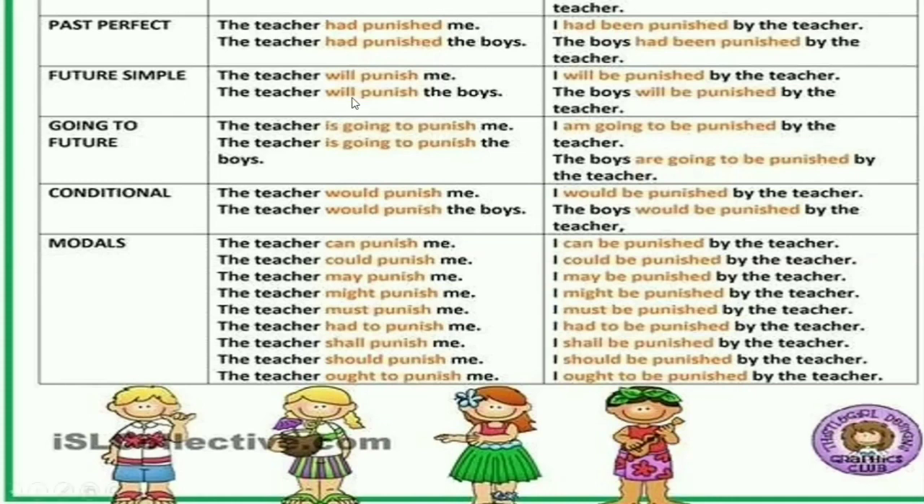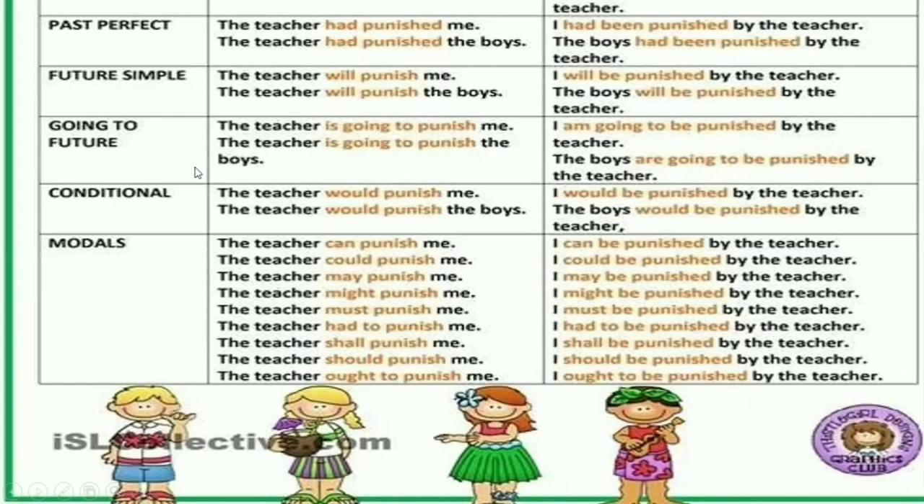Future simple. The teacher will punish me. I will be punished, verb 3, by the teacher. The boys will be punished by the teacher. If you see this be and verb 3, then it's passive voice.